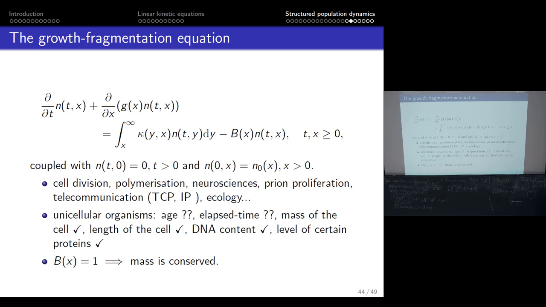If we get to some properties of these types of equations, here I didn't mention that n is the population density at time t with the structuring variable x, let's say size x here. So g is the growth rate, the population grows with this rate, and then kappa will be the fragmentation, it gets fragmented by this part, and b is the total fragmentation rate. In this model, when b is constant, then we know that the mass is conserved, but not necessarily for other types of b.